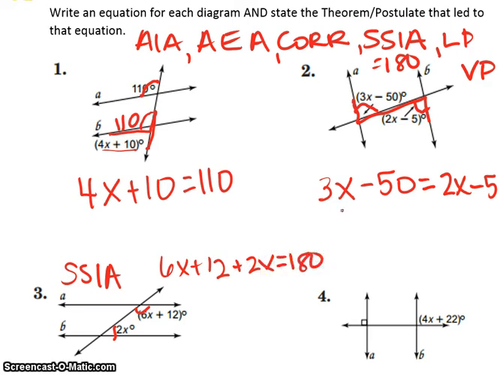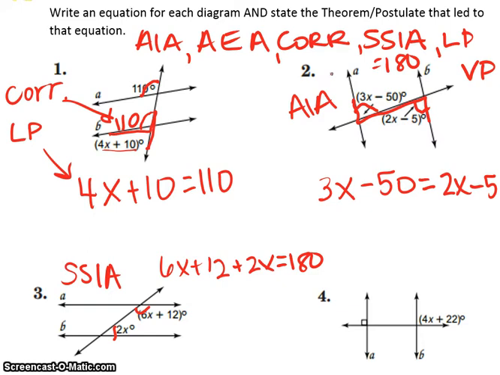And I'm going to go back up to 1 and 2 because I forgot to write what pair we recognized. So here we recognized corresponding first to get us here, and then we recognized a linear pair to set up our equation. And in number 2 we said that these were AIA.